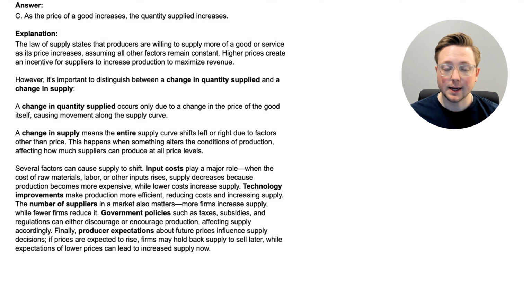The law of supply states that producers, so the people making the supply, are willing to supply more of a good or service as its price increases, assuming all other factors remain constant. Higher prices create an incentive for suppliers to increase production to maximize revenue. So again, from the producer standpoint, if the price goes up, then that means that supply is going to go up because they want to make more money. However, it's important to distinguish between a change in quantity supplied and a change in supply. Those are 2 different things, and I want to make sure that it's very clear.